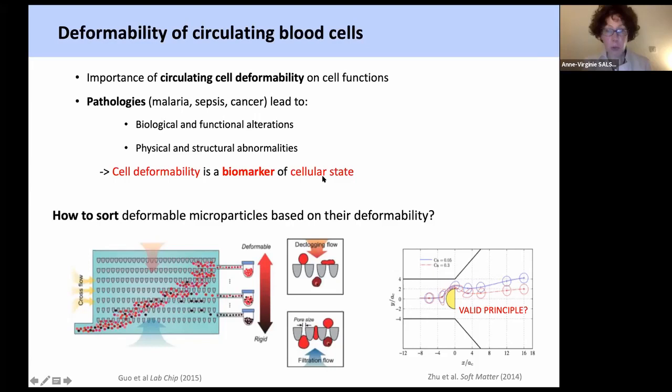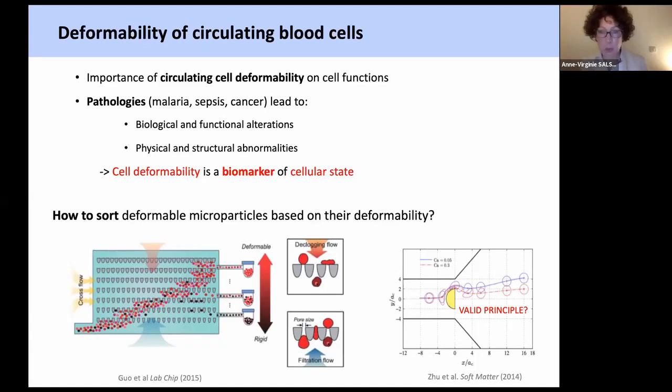So there already exist some microfluidic tools to sort objects and microparticles based on their deformability, but many of them are not that easy to use. They can also clog over time. So in the end, there are not so many on-shelf, ready, available tools to do sorting based on deformability. There are lots of tools to sort objects on size, but much fewer on deformability.